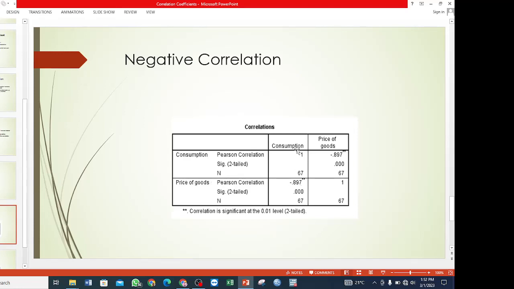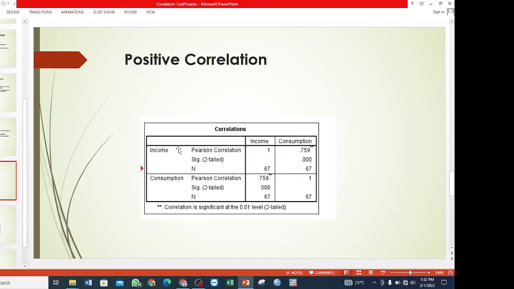So that would mean that if the price of goods goes up, then consumption goes down because the correlation coefficient is negative. But in our previous example, if the value of income goes up, then the value of consumption also goes up because the correlation is positive.